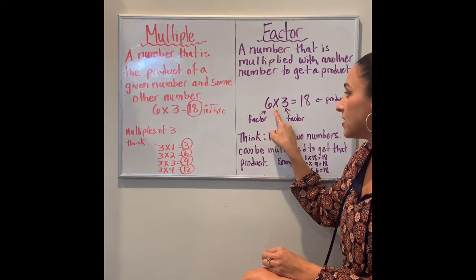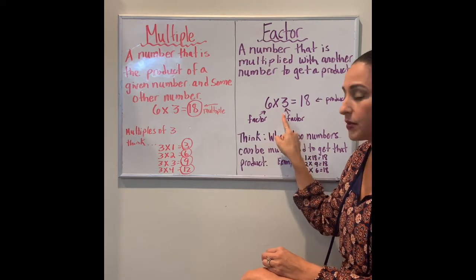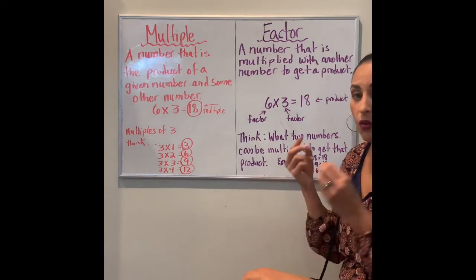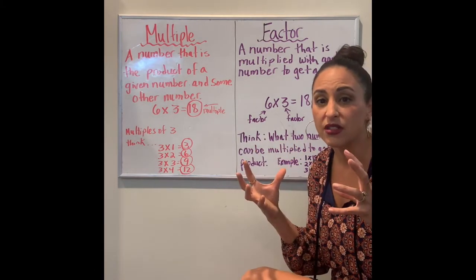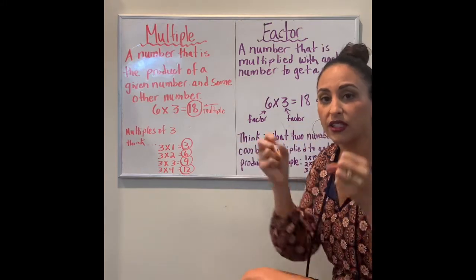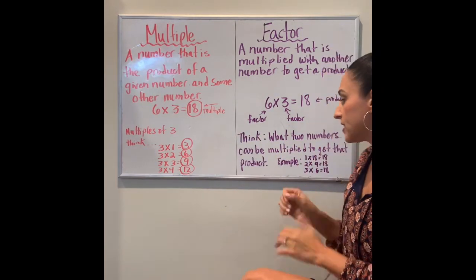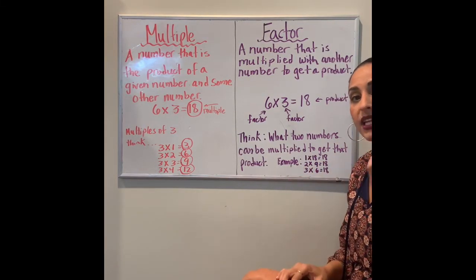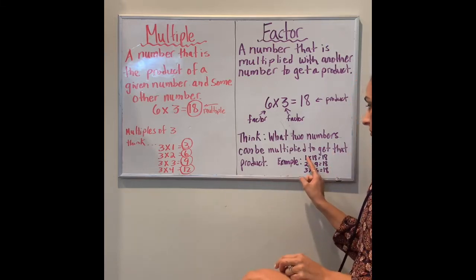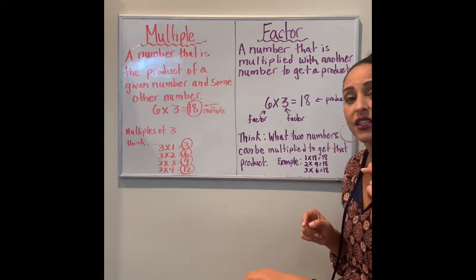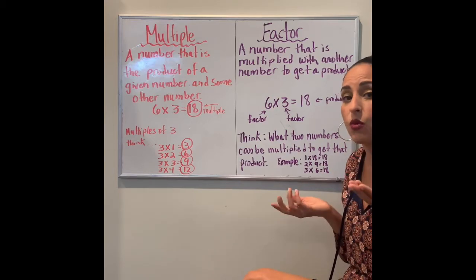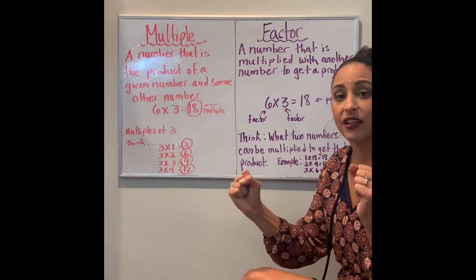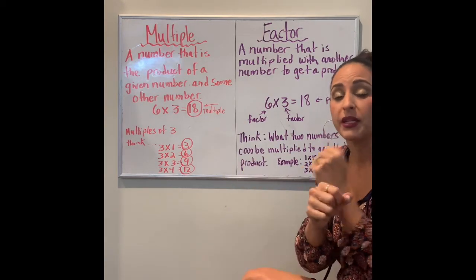And we see here, 6 times 3 are my factors, okay? Think, what two numbers can be multiplied to get that product? When you're trying to find factors, you're thinking, what two numbers do I multiply to get a product? These two numbers are called my factors. So in this case, if I'm trying to get 18 as my product, what numbers can I multiply to get 18? 1 times 18 makes 18, so 1 and 18 are my factors. Next, 2 times what? 2 times 9 is 18. So 2 and 9 are factors that multiply to get 18.